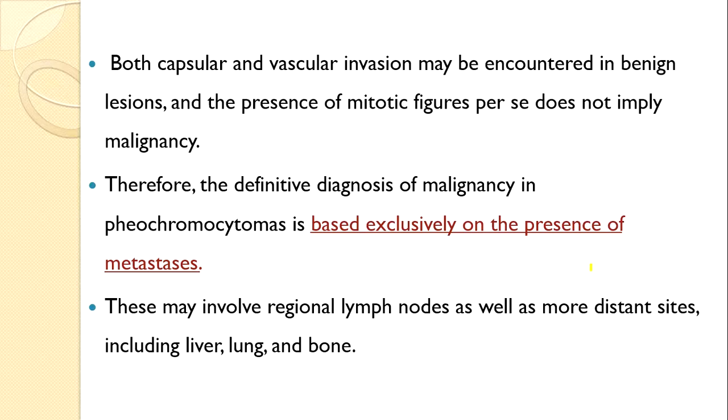But please remember, in endocrinology, the criteria of malignancy is entirely based on metastasis. Both capsular and vascular invasion may be encountered in benign lesions, and the presence of mitotic figures per se does not imply malignancy. Therefore, the definite diagnosis of malignancy in pheochromocytoma is based exclusively on the presence of metastasis. And this point you can be asked in multiple choice question. Metastasis can involve the regional lymph nodes as well as the distant sites, lung, liver and bone.